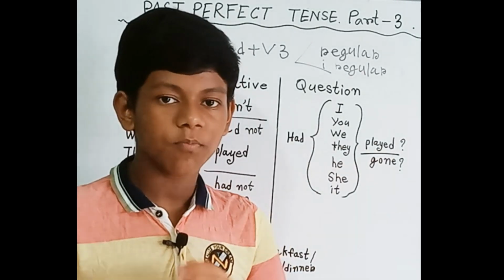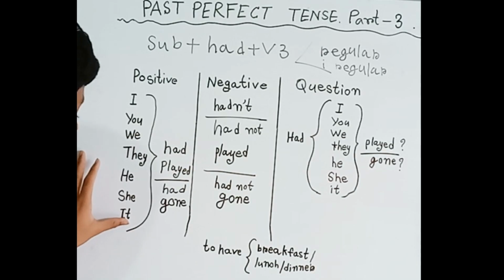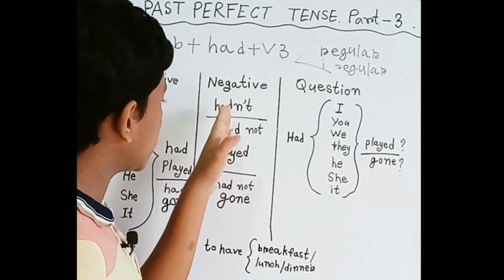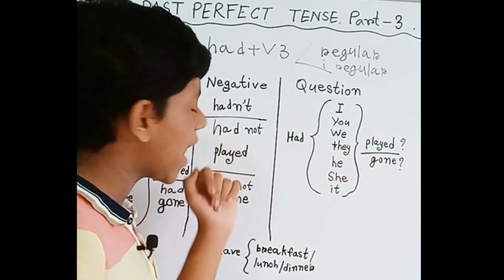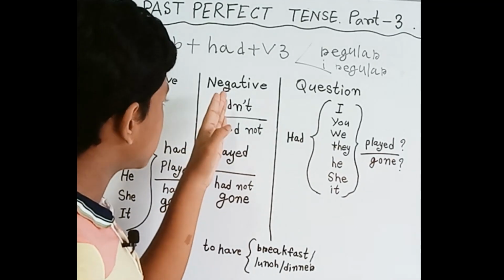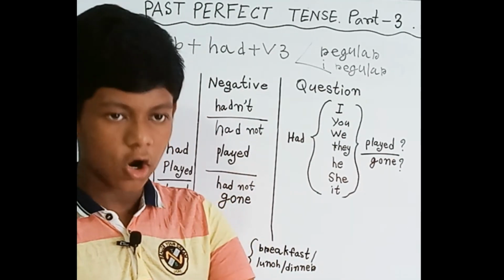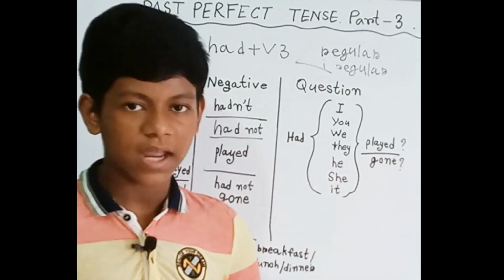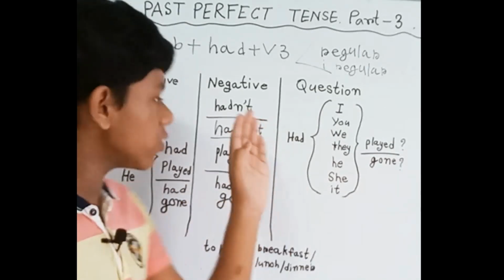Now our main goal is how can we transform it into the negative according to this. So let's check here. During negative, as you can see, here we have hadn't or had not. Hadn't is the contraction form of had not. I hope you get it. You can use both of them, but instead of this, we can focus on these.